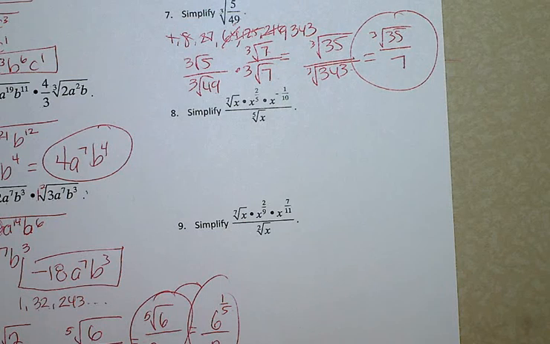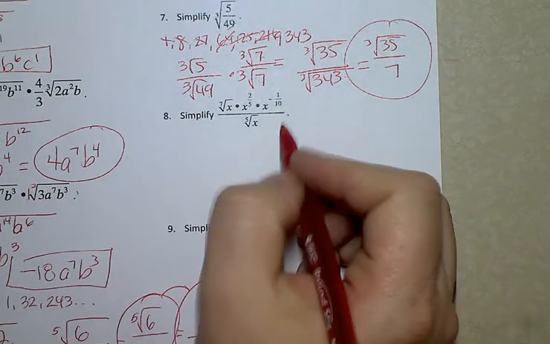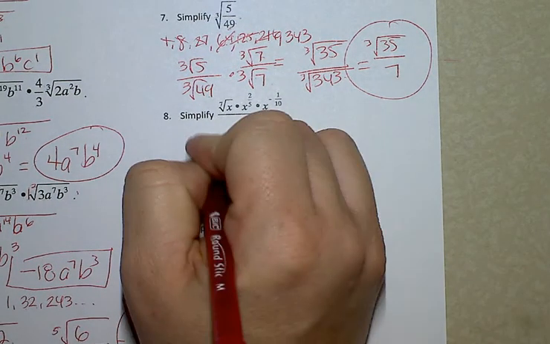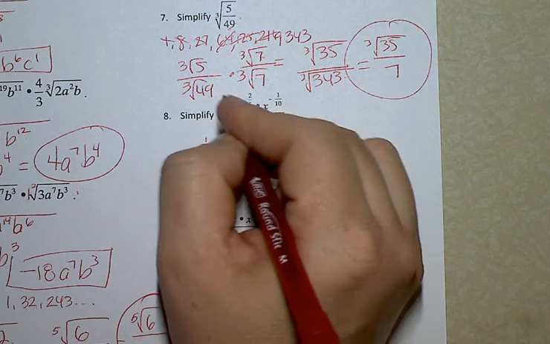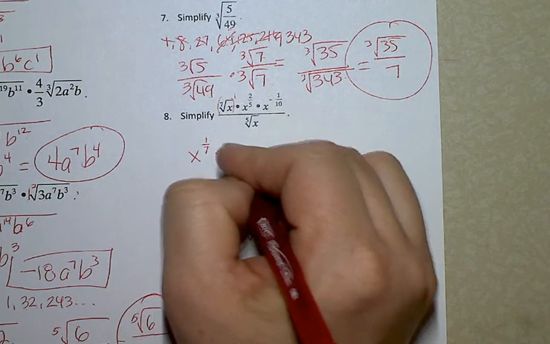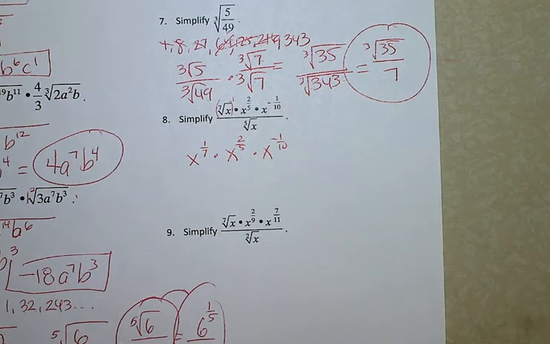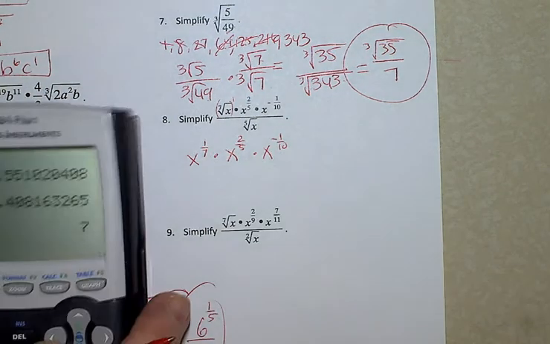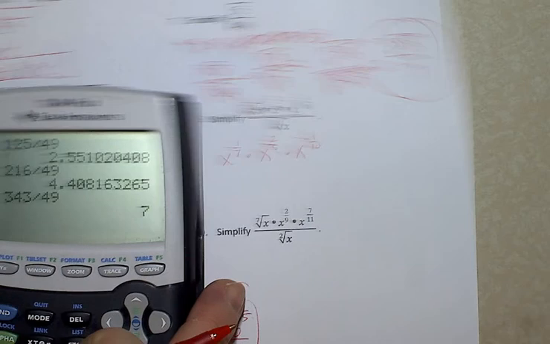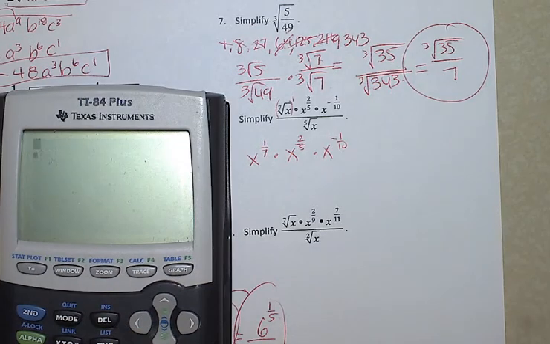Okay, let's look at 8 and let's look at 9. I'm going to rewrite this at this time. So this is x to the 1/7 times x to the 2/5 times x to the -1/10. I'm going to forget about the bottom right now. And I know that when I have the exact same base and I'm multiplying, I'm going to add the exponents. So I'm going to type in 1/7 in parentheses plus 2/5 in parentheses plus -1/10, all in parentheses.